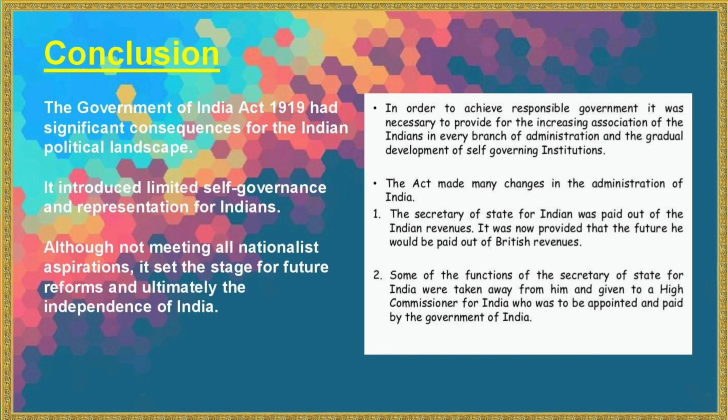Conclusion: the Government of India Act 1919 had significant consequences for the Indian political landscape. It introduced limited self-governance and representation for Indians. Although not meeting all nationalist aspirations, it set the stage for future reforms and ultimately the independence of India.